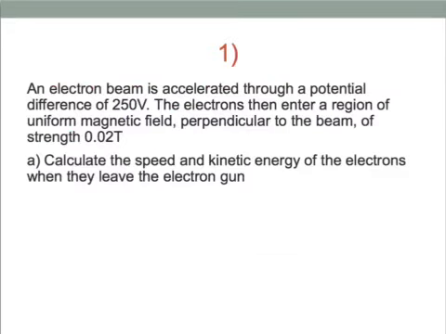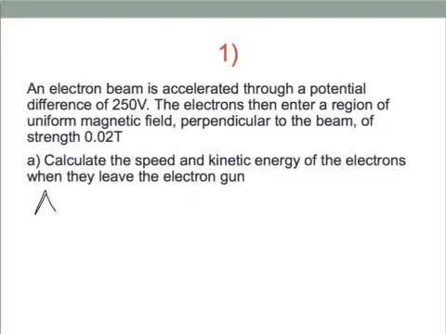Right, now, number one, an electron beam is accelerated with a potential difference of 250 volts, and they enter a region of uniform magnetic field perpendicular to the beam of strength 0.02 Tesla. A. Calculate the speed and kinetic energy of the electrons when they leave the electron gun.